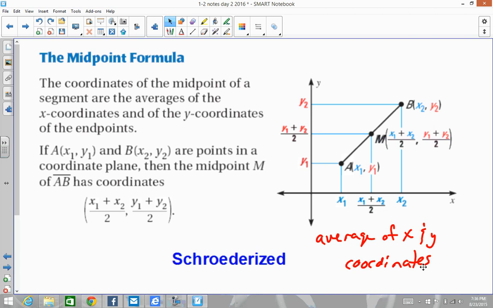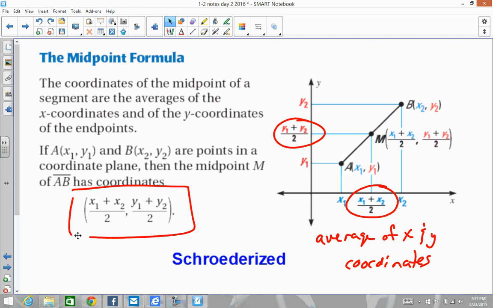Because how do you average something? Well, you add them and divide by the number of things you have. Well, if you have two x values, you add the two x values, like right here, and divide by 2. And if you average the y's, there's two y's, so you add them and divide by 2. So if you forget the formula, remember it's the average of the x's and y's. I'm going to ask you for some formulas on the test, and if you can't tell me the formula, you're going to lose some points. So again, I'm telling you what you need to know for the test.